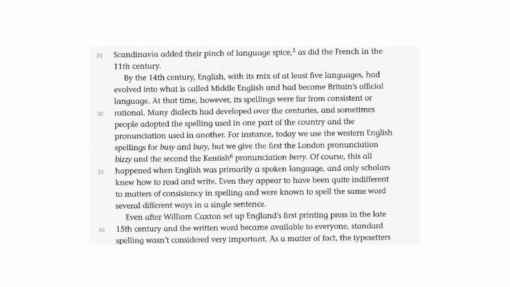Different to matters of consistency in spelling. So that means it was not an important thing for them that the spelling must be 100% correct. When that's not the number one thing, then of course you're going to have spelling problems, my friend. So we were known to spell the same word several different ways in a single sentence. That is chaos. Okay, that is chaos.